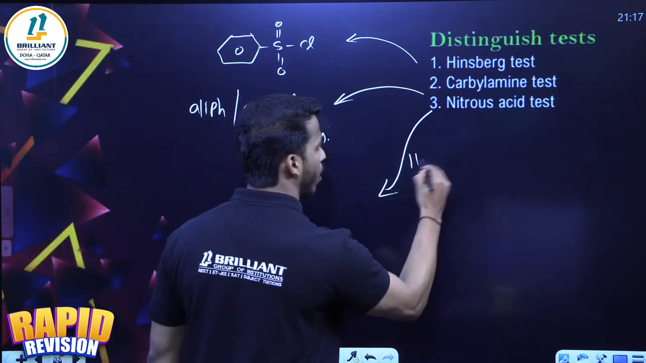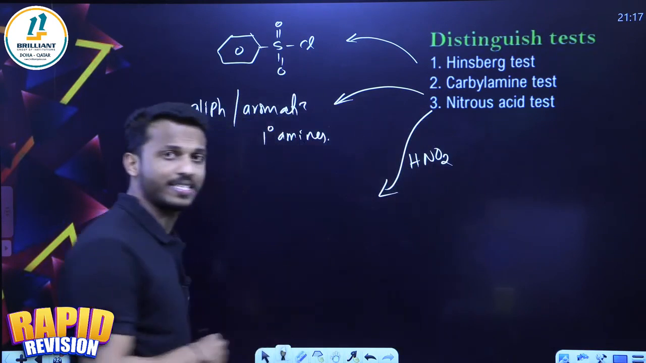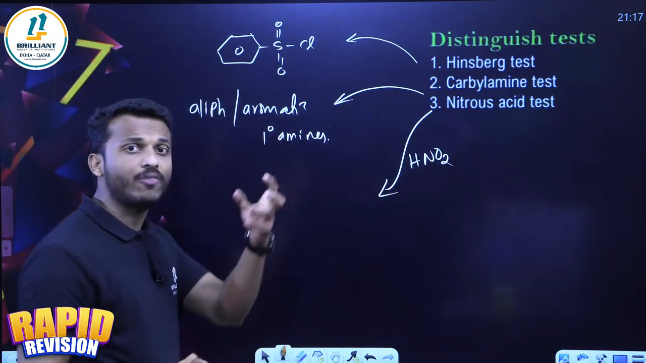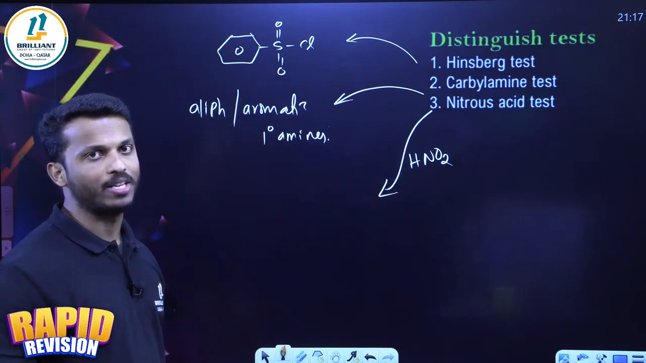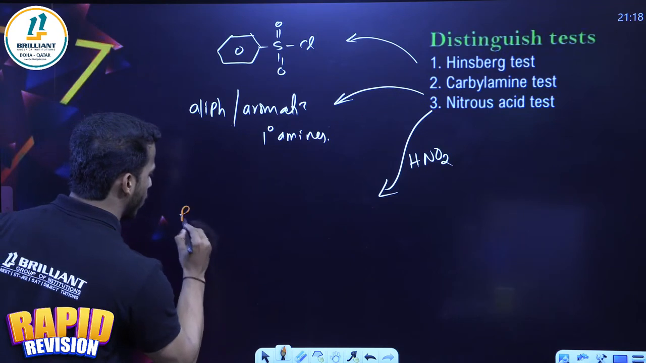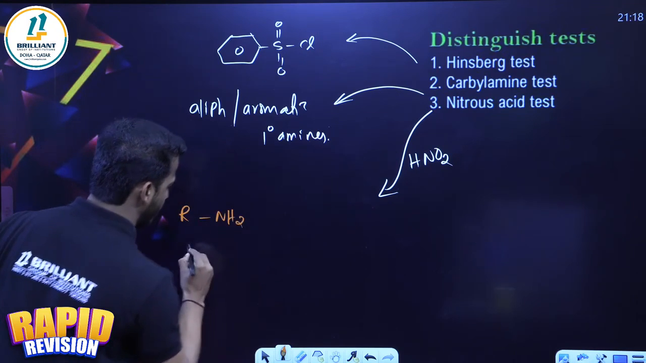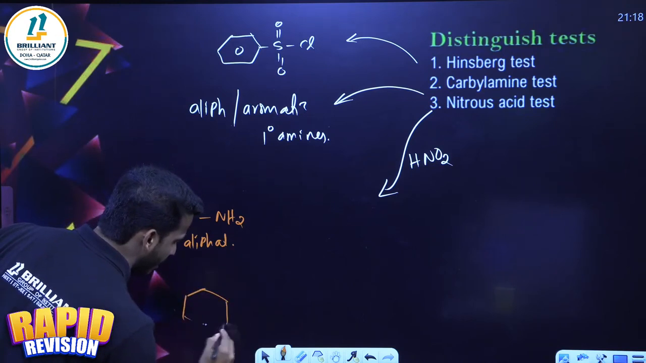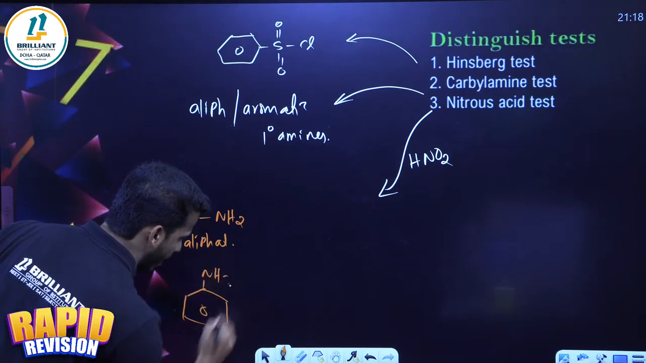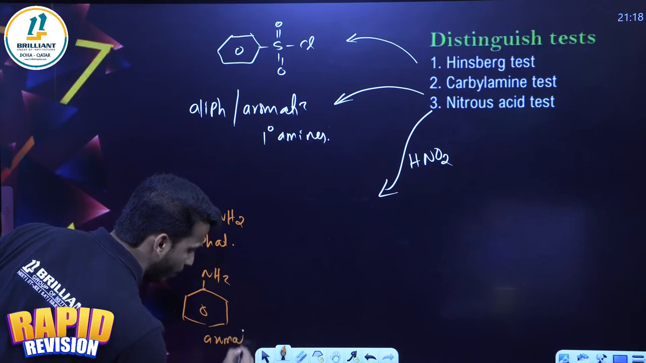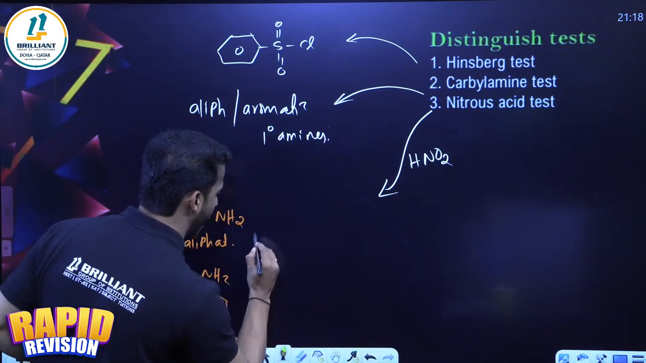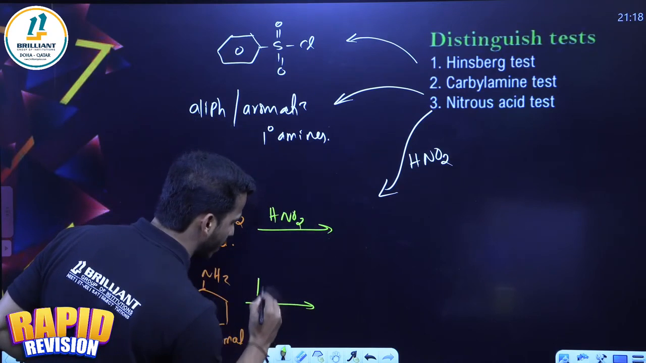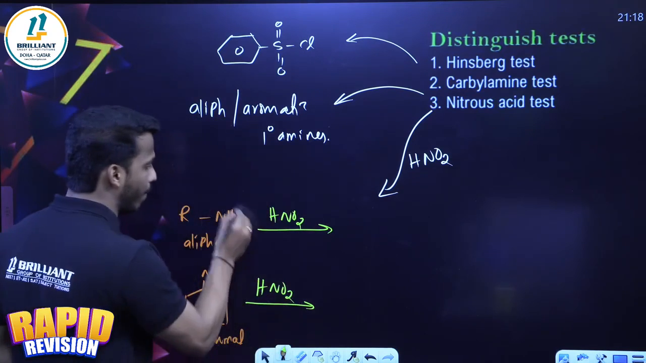Nitrous acid test, dear all. What is nitrous acid? HNO2, right? The nitrous acid test is a test to separate aliphatic and aromatic amines. Dear all, let me consider one aliphatic amine, and this is aniline, an aromatic amine, right? When we treat an aliphatic amine and an aromatic amine with nitrous acid, what happens?